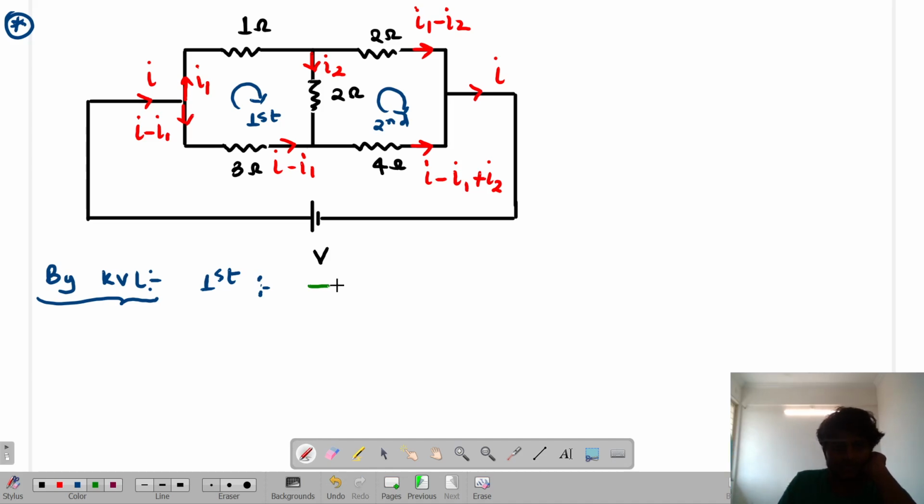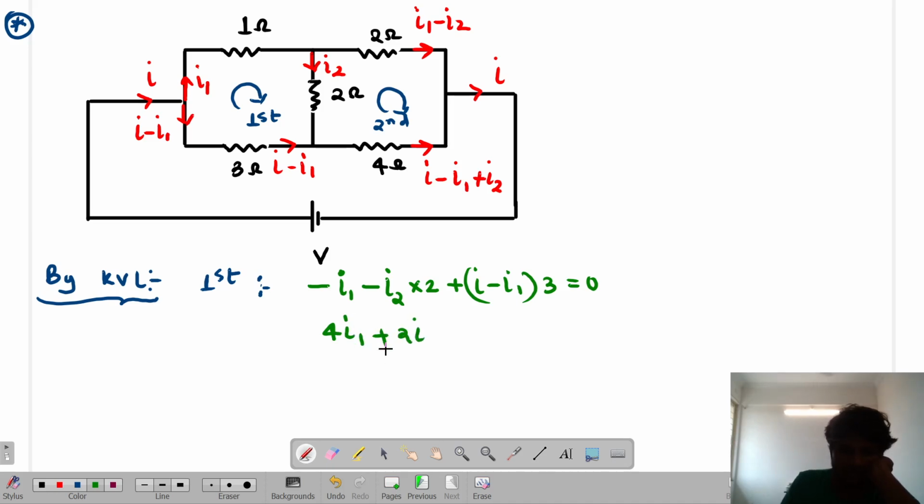Are you understanding what I am saying? Minus I1, and in the same direction I2 is also there, so minus of I2 into 2, isn't it? And then I minus I1 is opposite, so plus of I minus I1 into 3 is equal to how much? 0. So what will be its equation? Yeah, 3I1 minus 3 minus 4, so this came. 4I1. I can take minus common, so 4I1 minus twice plus twice I2 is equal to basically 3I. Can I write like this way?